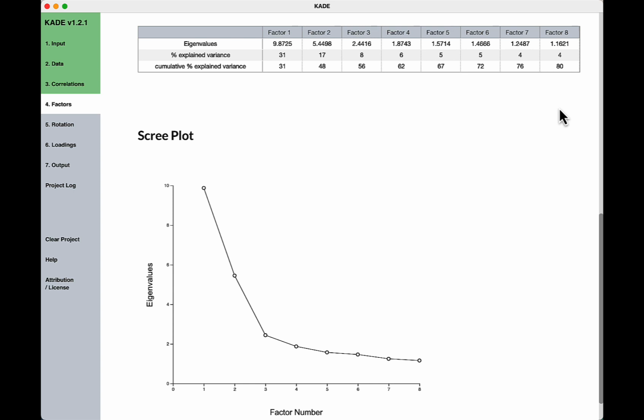But we have another way of looking at the decision, and that is with the scree plot. And it's interesting with the scree plot, it's just exactly the same numbers again. So 9.87, that's what that dot right there is, and I go all the way down to factor 8, 1.16. You can see that down here. So it's no more than a visual representation of the eigenvalues.